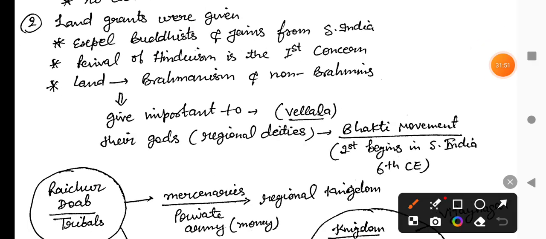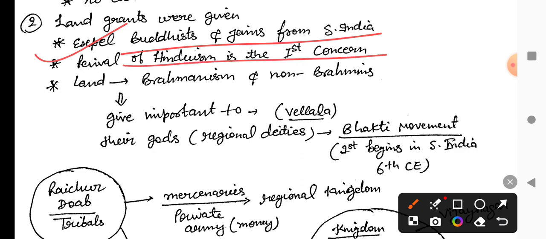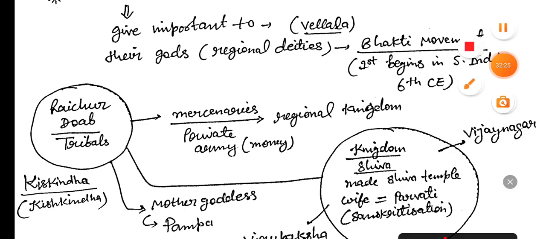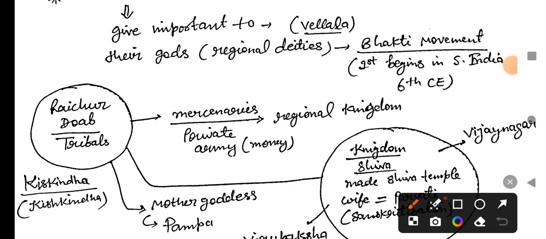Land grants were given to expel Buddhists, and also only to Brahmins. It was a very rare case that land grants were given to Buddhists as well as Jains, and this was responsible for the expulsion of Buddhists and Jains from South India. Revival of Hinduism was the first concern in South India, and land was given to Brahmins and non-Brahmins, giving importance to the Vellala. Vellalas were prominent, and their gods were regional deities.